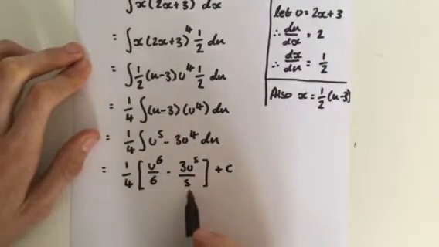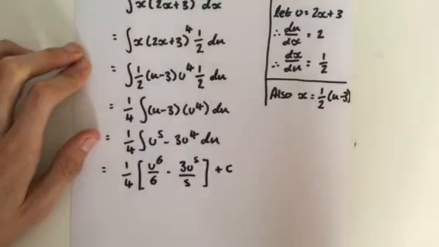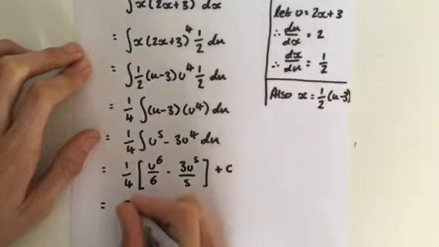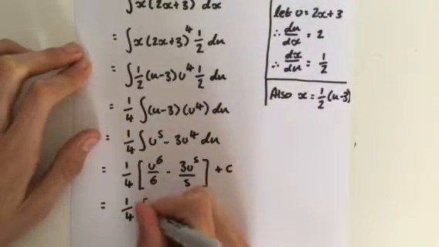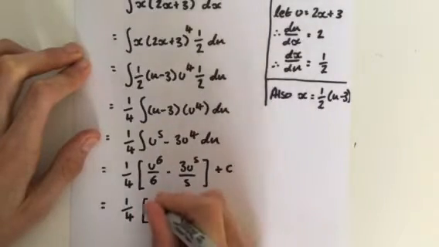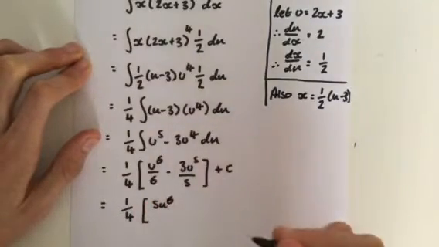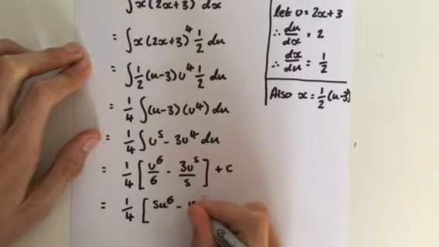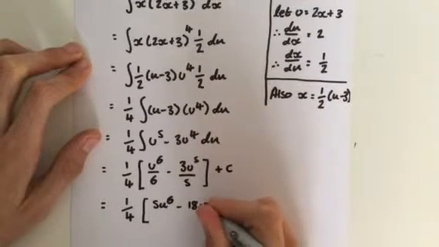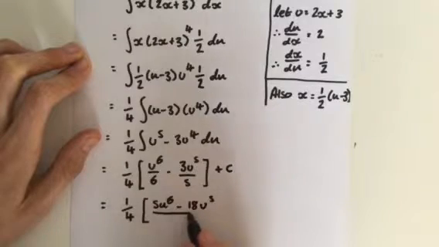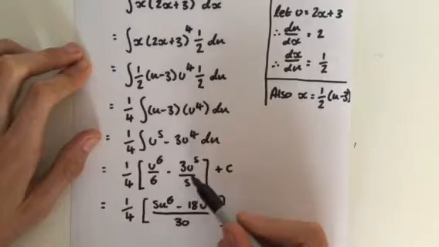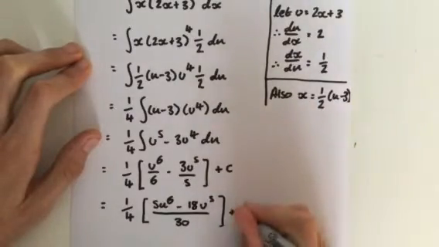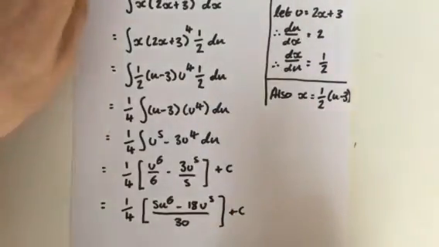So 6 and 5 share a common denominator. So let's get this in the simplest form we can possibly do. So we get a quarter multiplied by 5u to the 6 minus 18u to the 5, and now we're going to divide by our 30. Okay, that is equal to that. And a constant of integration, of course.